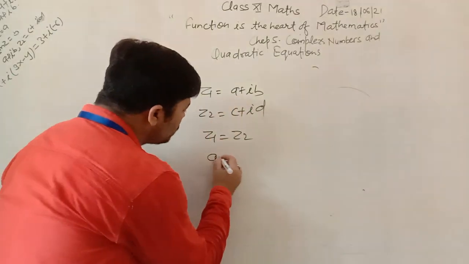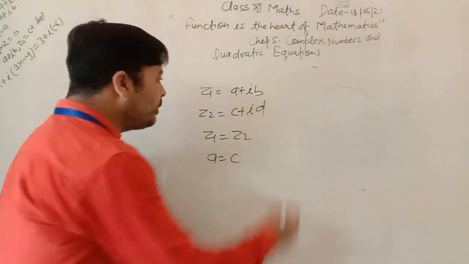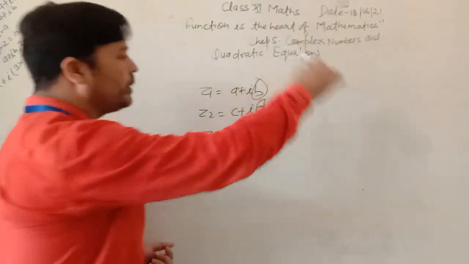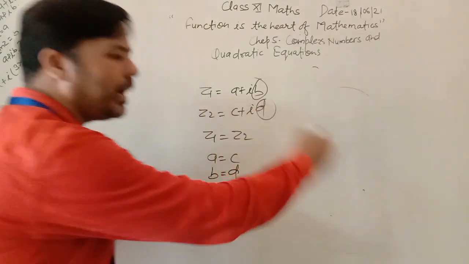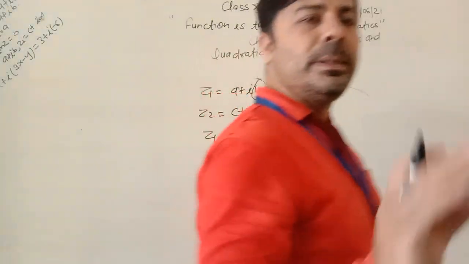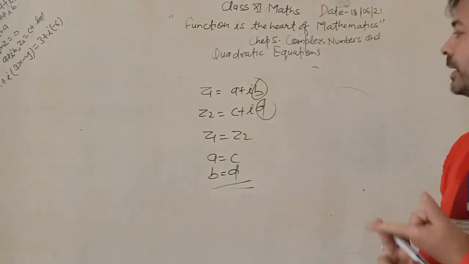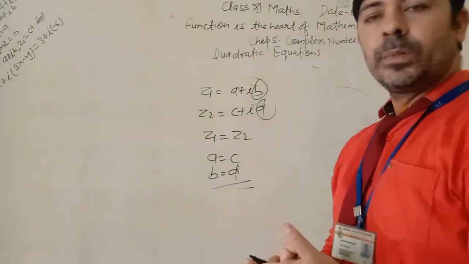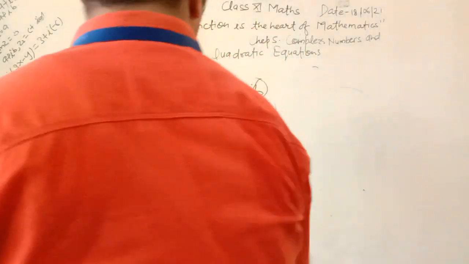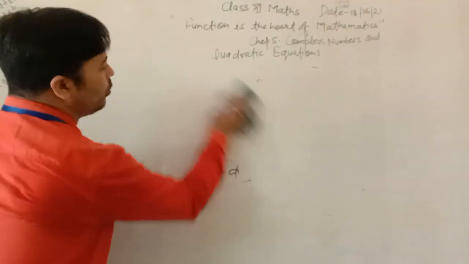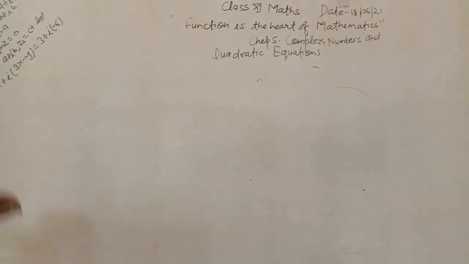So a is equal to c, and the imaginary part is also equal to the imaginary part, meaning b is equal to d. The real part is equal to the real part and the imaginary part is equal to the imaginary part. There are a lot of questions based on that. For example, let me give you one example.